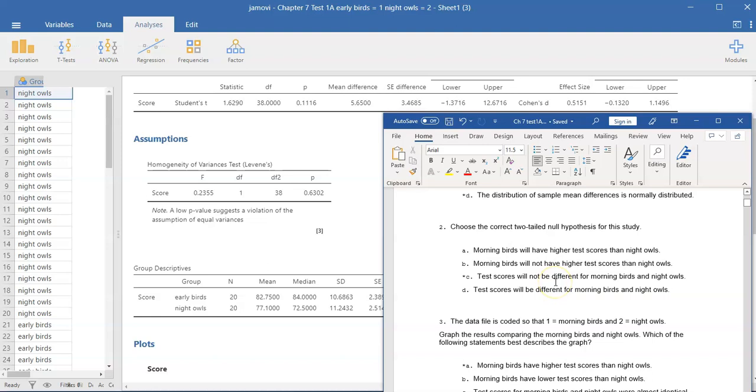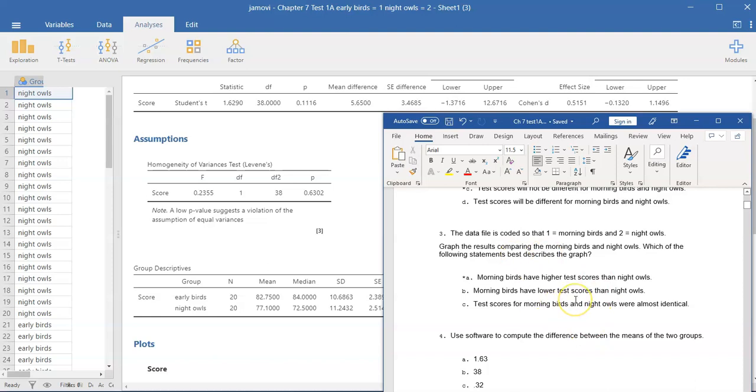Next question, you want to pick the two-tailed null hypothesis. The null hypothesis is always saying that there's something not going on. So it's saying that these two groups are not going to be equal to each other on their exam performance. So it's C here. The two groups will not be different on the exam score.